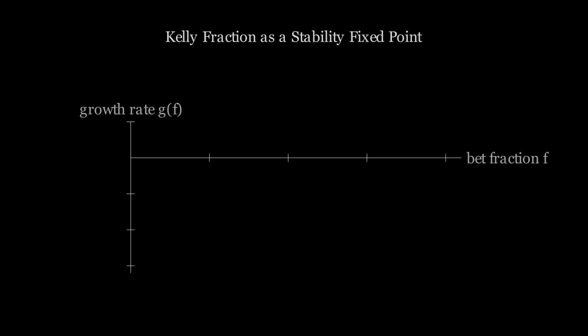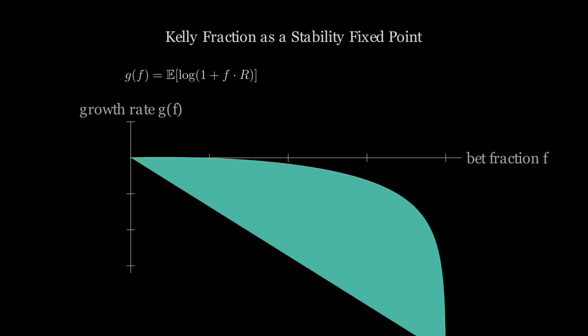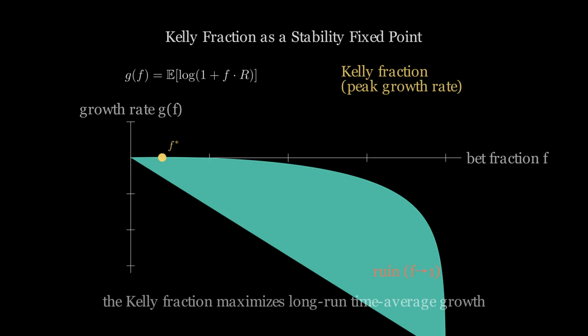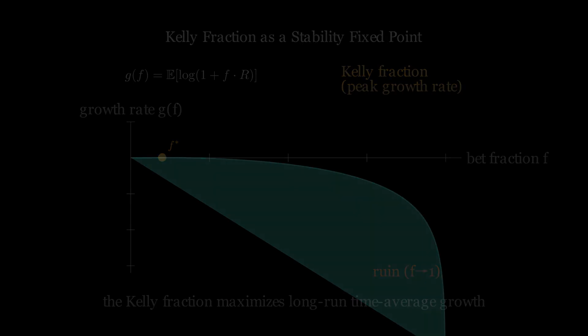The time average growth rate is a function of the bet fraction. It rises, reaches a peak, then collapses as the fraction increases beyond a critical value. That critical value is the Kelly fraction. The Kelly fraction is the unique fixed point that maximizes long-run growth on a single path. Betting above it introduces a destabilizing force. The growth rate turns negative. The system crosses from stable accumulation into structural contraction.